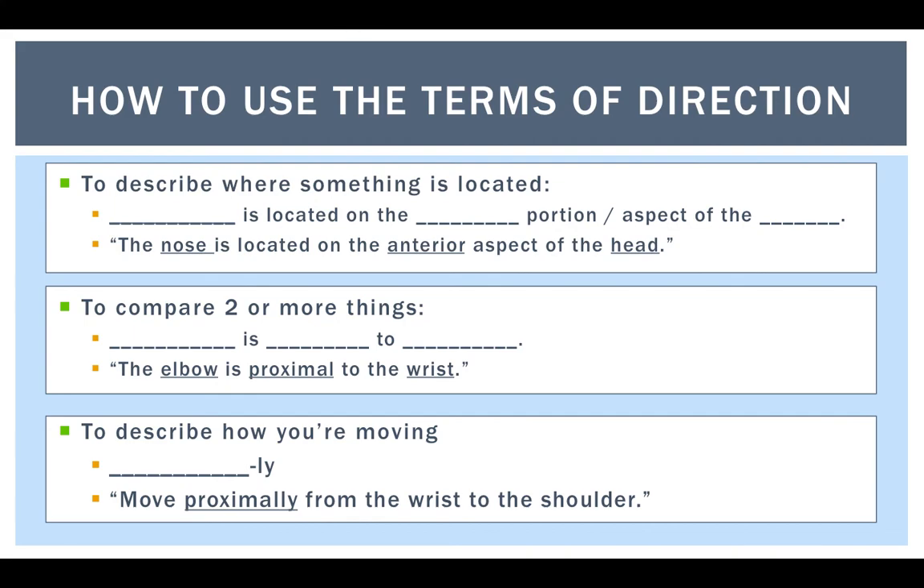Lastly, you can use it to describe how you're moving. If you're moving from the wrist to the shoulder, you're moving proximally. You're getting closer to the trunk.